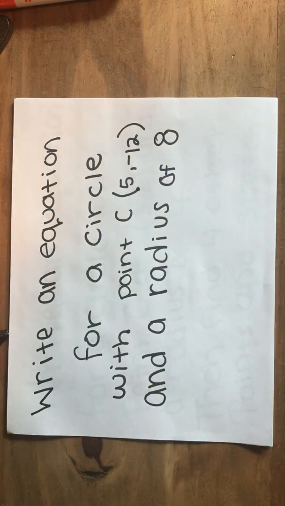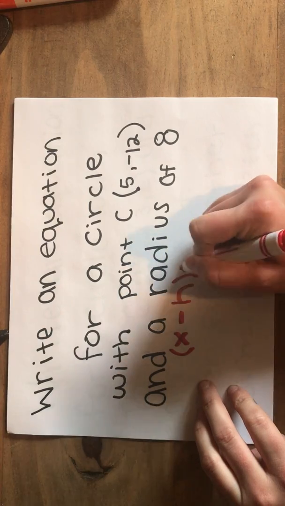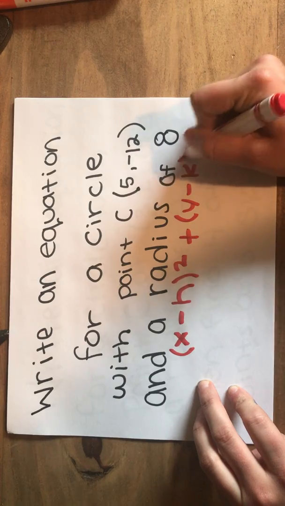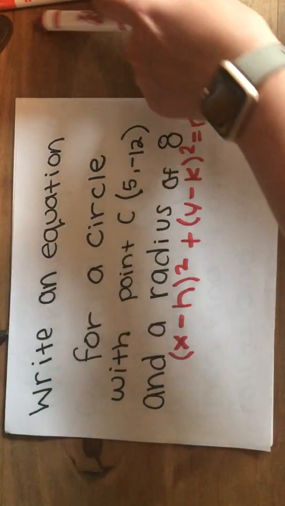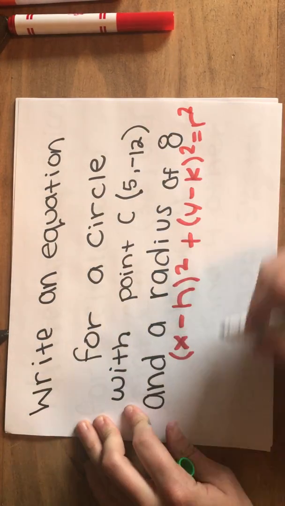Now let's try writing an equation. Write an equation for a circle with the point C, which is the fixed point, 5, -12, and a radius of 8. So for this case, we are going to use the formula x minus h squared plus y minus k squared equals r squared. Since we know what the point C is and the radius, we're just going to fill it in.